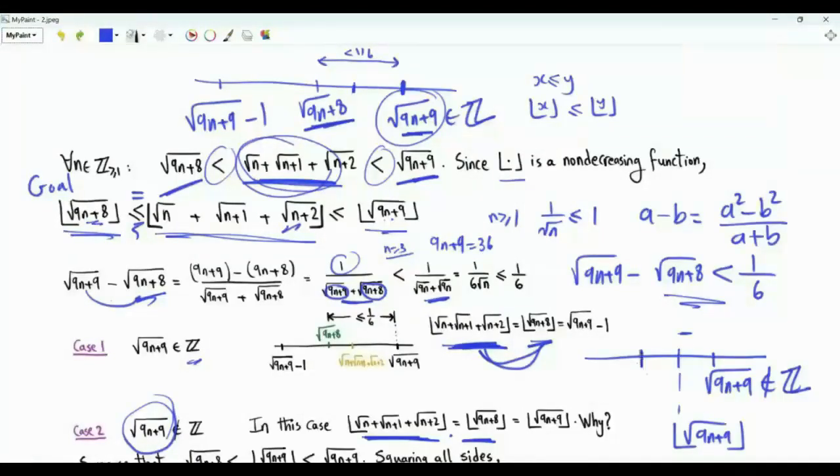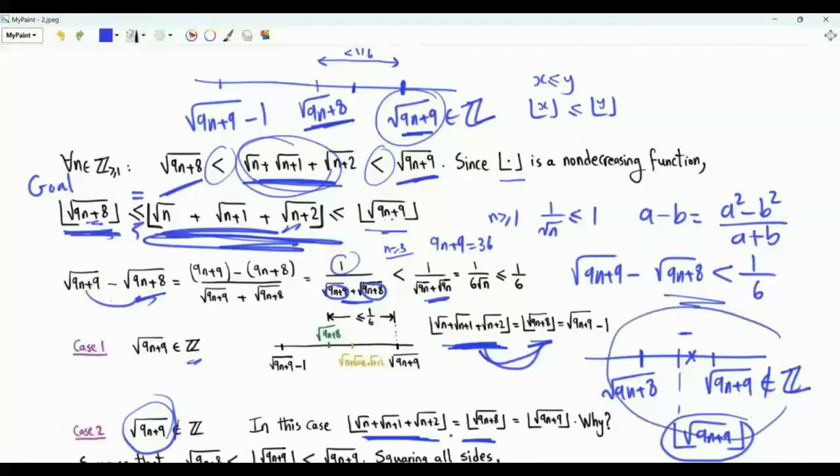The challenge is when we have the square root of 9n plus 8 here below the floor of the square root of 9n plus 9. And the sum of the square roots, let's say, is here. In this case, this floor is not equal to the floor of the square root of 9n plus 8. However, this picture here is impossible.